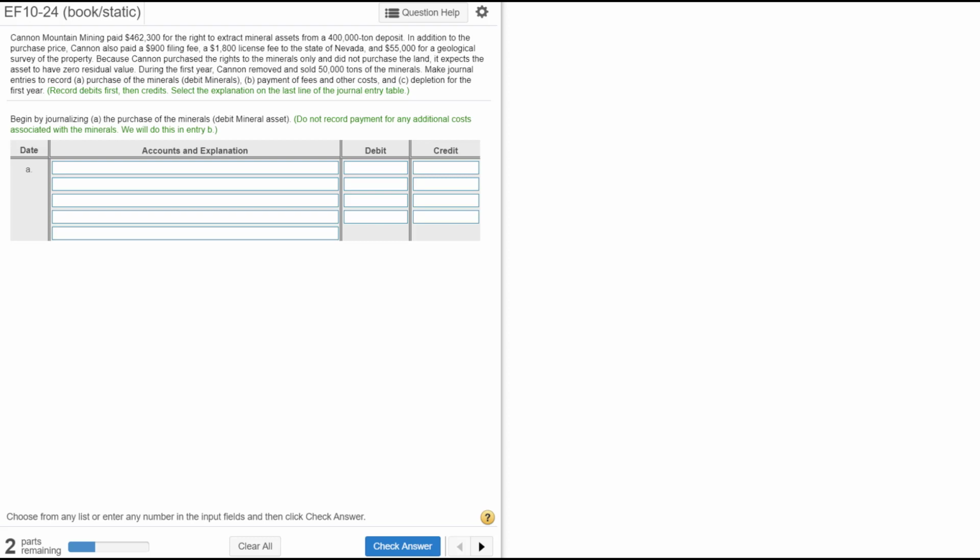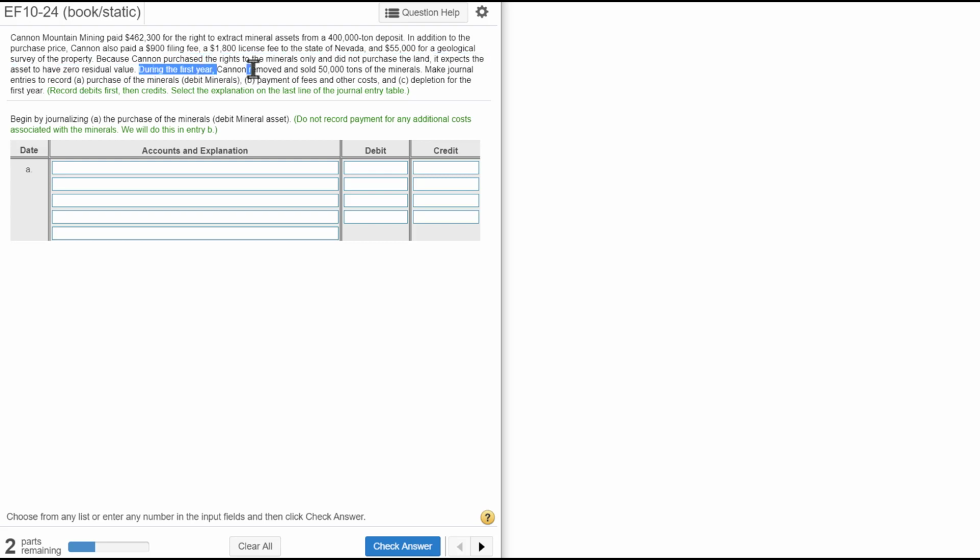Exercise 10-24, Natural Resources and Depletion. Cannon Mountain Mining paid $462,300 for the right to extract mineral assets from a 400,000 ton deposit. In addition to the purchase price, Cannon also paid a $9,000 filing fee, an $1,800 license fee to the state of Nevada, and $55,000 for a geological survey of the property. Because Cannon purchased the rights to the minerals only and did not purchase the land, it expects the assets to have a zero residual value.